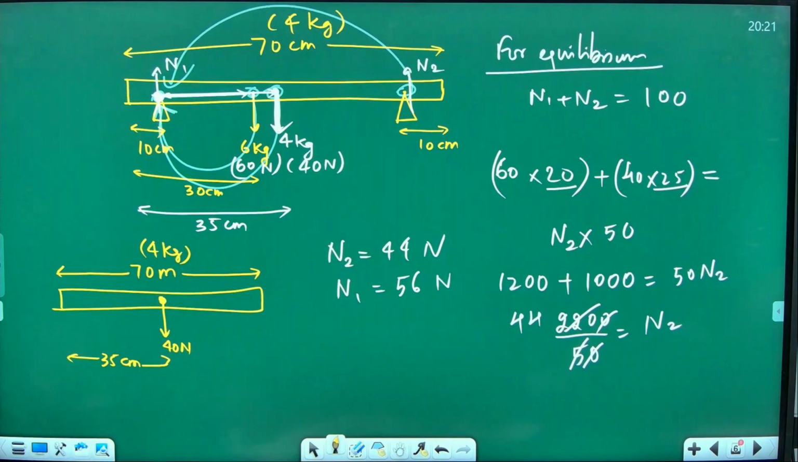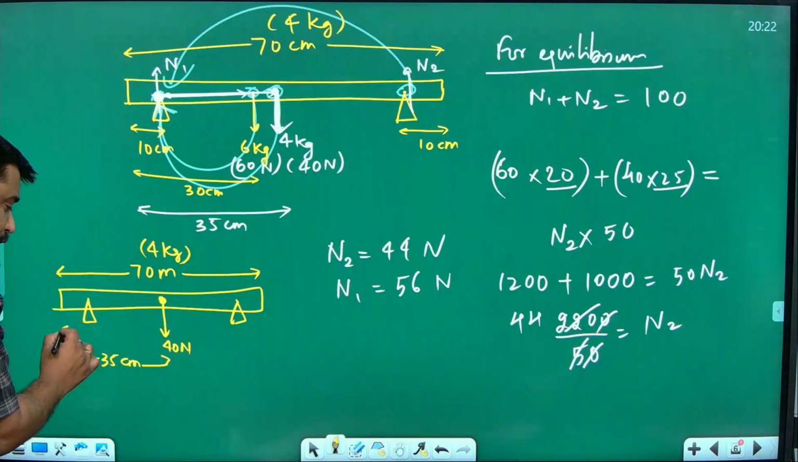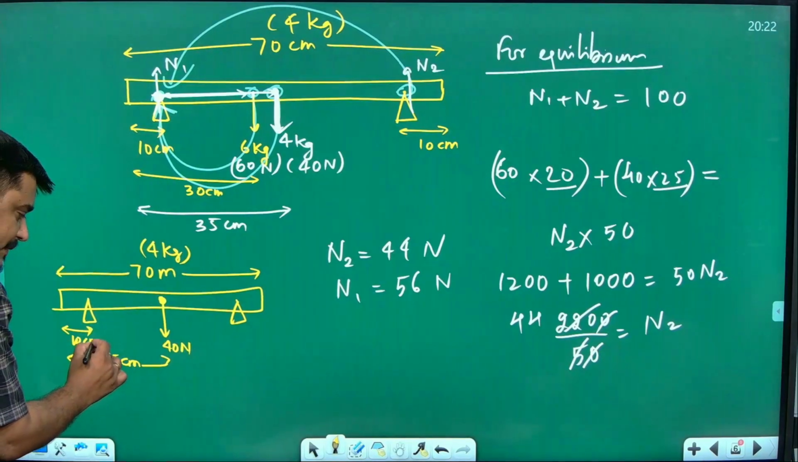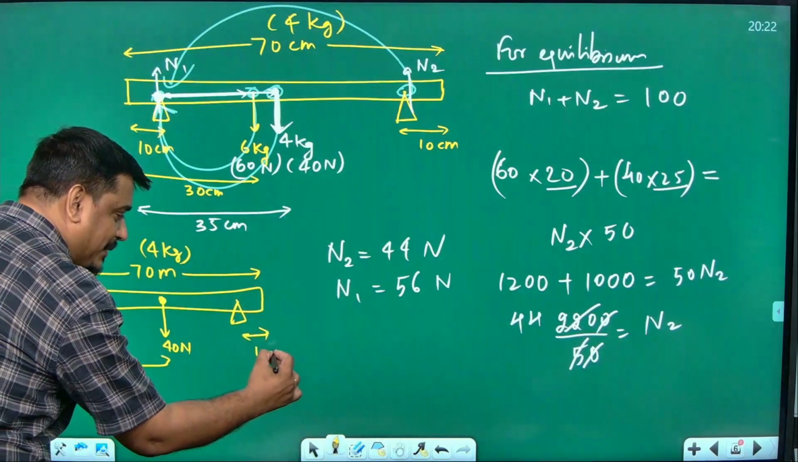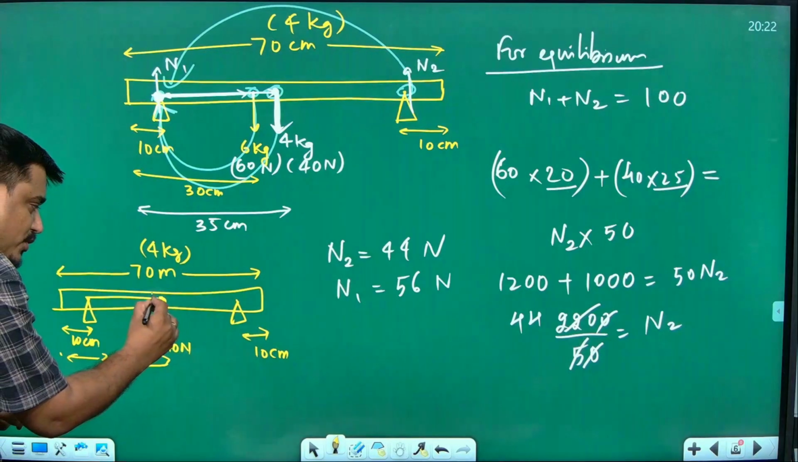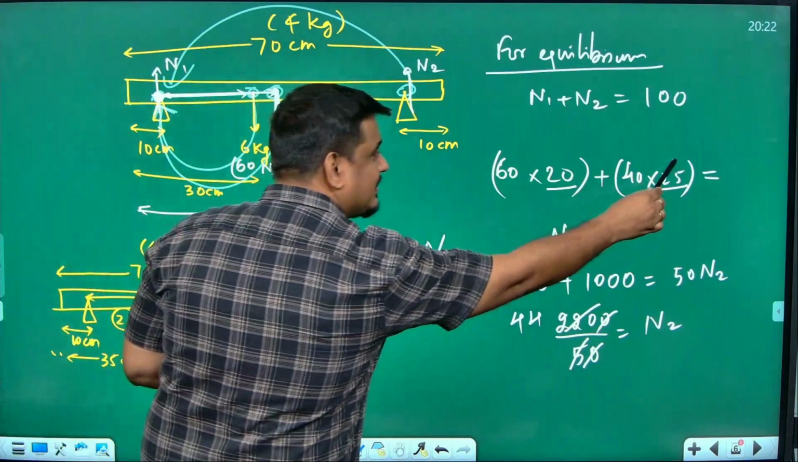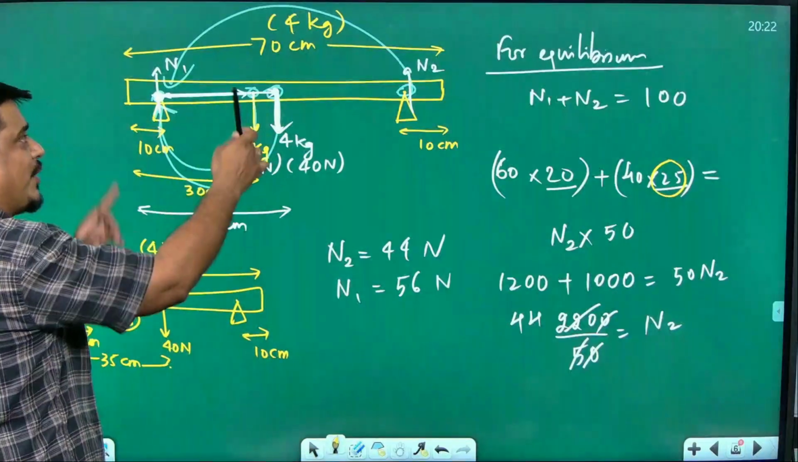Yes, sir. Okay. Next, my knife is lying, they have told in the question, 10 centimeter from the end. This is 10 centimeter and this is also 10 centimeter. Okay, Lalit? Now pay attention. If this is 10, this is 35, what will be this distance? Tell me. 35, 10. What will be this? 25. Very good. You understand how 25 came here? Yes, sir. So 40 is acting at 25 centimeter from there.